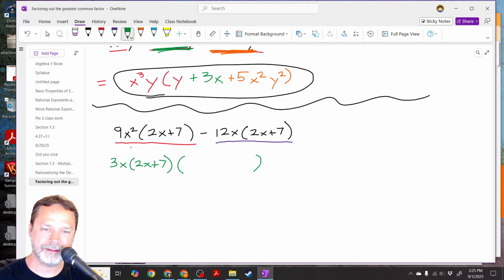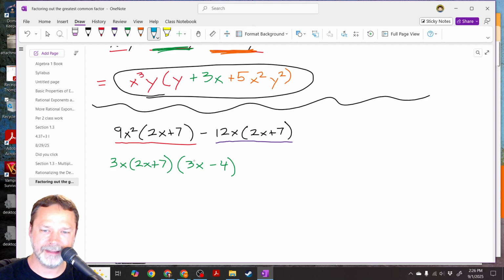Well, 3x. We know we took out the 2x plus 7. So 3x times 3x is 9x squared. And then 3x times negative 4 is 12x. And there you go. I'm done. I think I'm done. Can I do anything else? Nah, that's it. All done. And so that's one that always kind of throws people off.